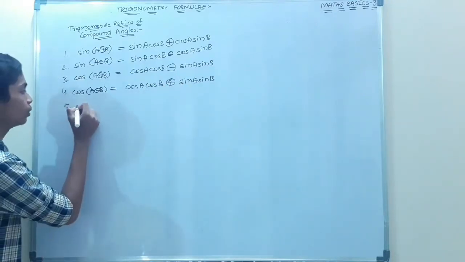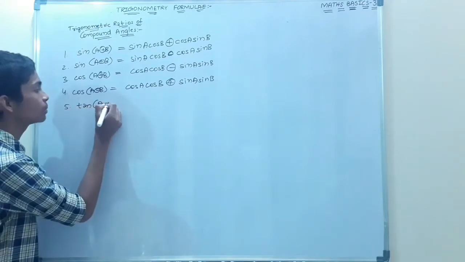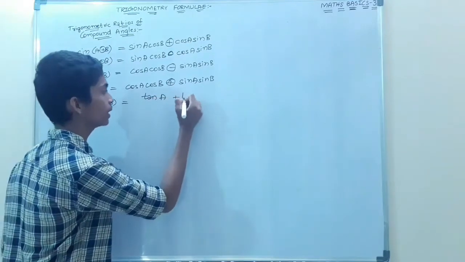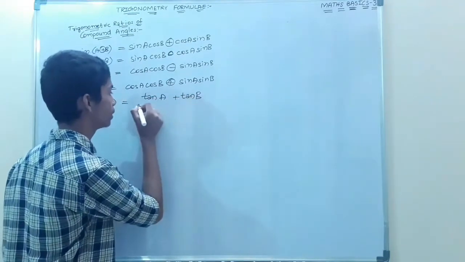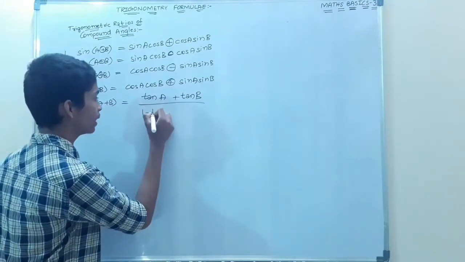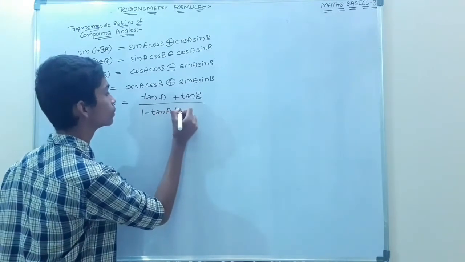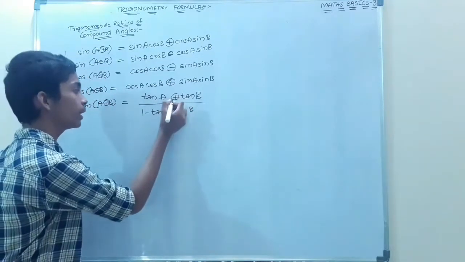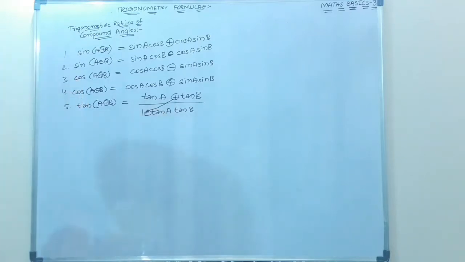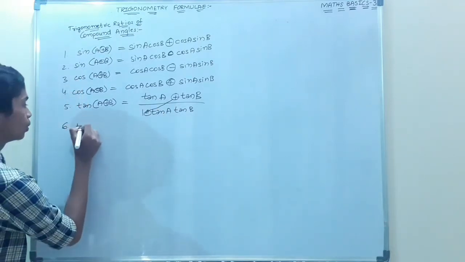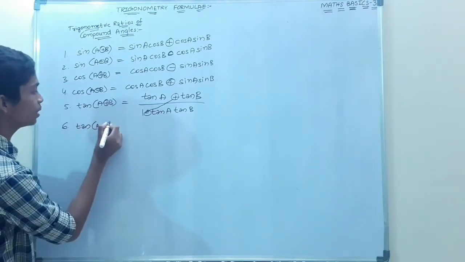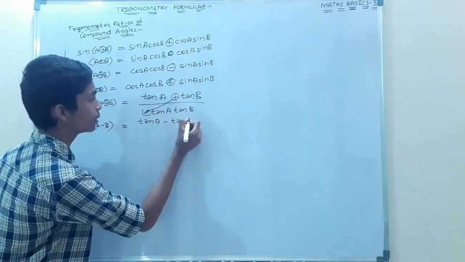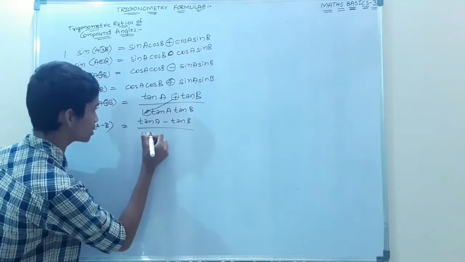And coming to tan A plus B, that is tan A plus tan B by 1 minus tan A tan B. When we have plus in the numerator, we have plus, and alternate to this the denominator is minus. And coming to tan A minus B, it is tan A minus tan B by 1 plus tan A tan B.